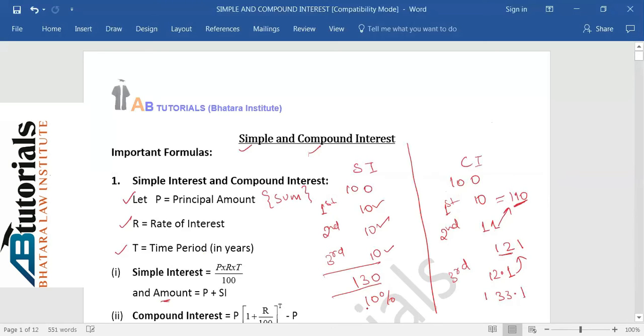So the money I'll be returning is 133.1. You can see that in case of simple interest, I am returning only 130 rupees, but in case of compound interest, I am returning 133 rupees 0.1, meaning 3.1 rupees extra to that particular person. So CI is always more than SI when the number of years is more than 1, because for the first year SI and CI will always remain the same. There is no change. The changes will appear after the first year, from the second year, third year, and so on.